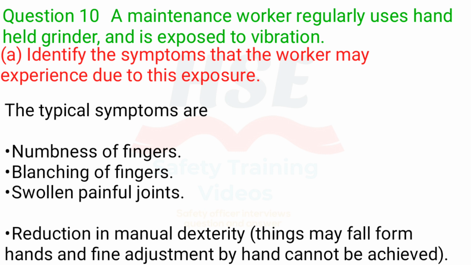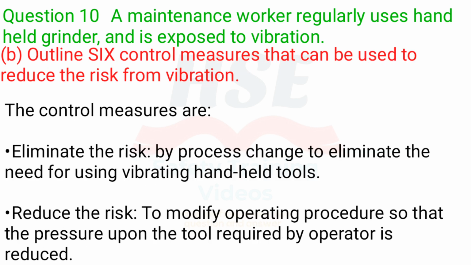Question 10. A maintenance worker regularly uses a handheld grinder, and is exposed to vibration. A. Identify the symptoms that the worker may experience due to this exposure. The typical symptoms are numbness of fingers, blanching of fingers, swollen painful joints, reduction in manual dexterity, things may fall from hands and fine adjustment by hand cannot be achieved.